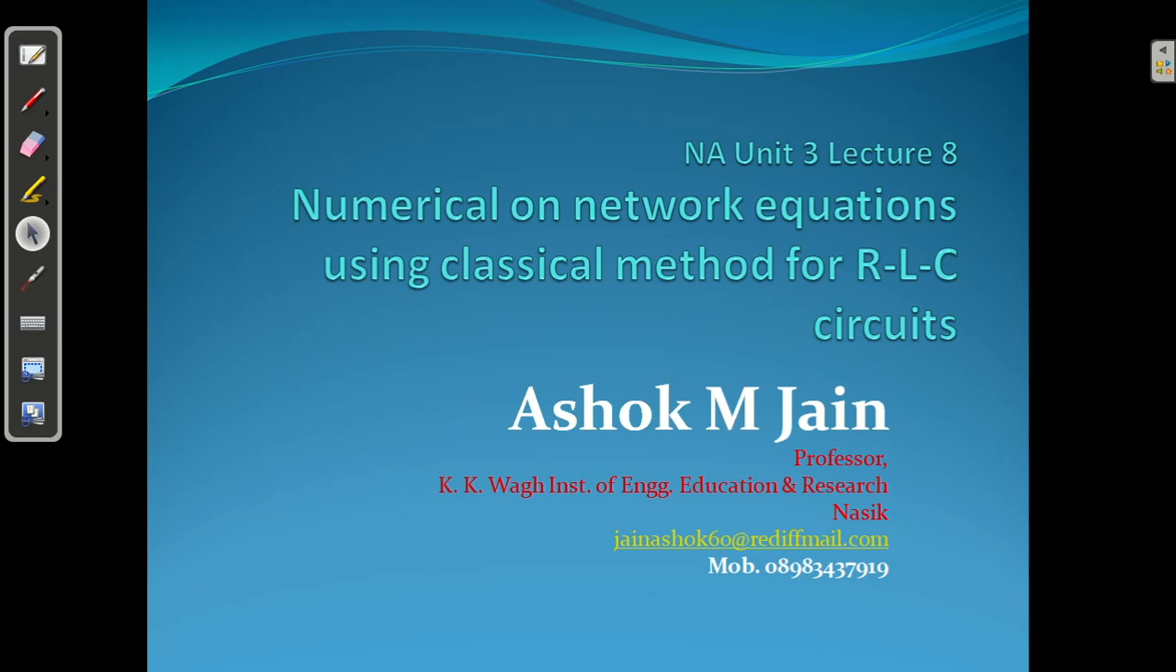In this lecture, I am going to talk about two numericals. Here I have taken R, L, and C, all three elements connected in series, and we are going to find the transient response by using the classical method. So this is the numerical on network equations using the classical method for an RLC circuit. I had already discussed one numerical in lecture number 7 along with the theory. So here we are going to talk about two numericals.